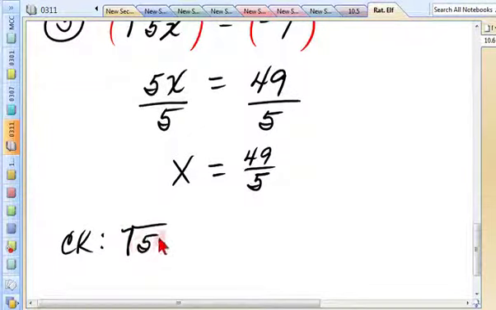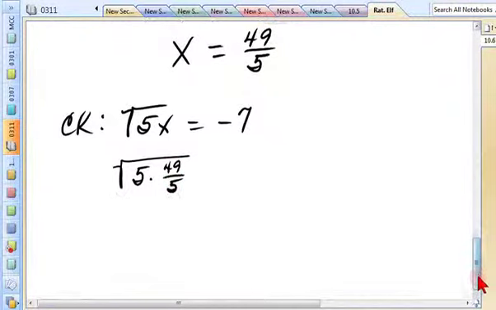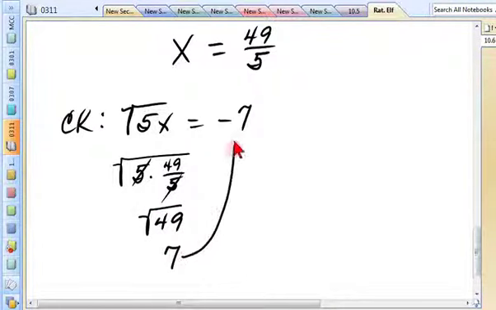Square root of 5x is supposed to equal negative 7. So that's the square root of 5 times 49 over 5. Well, normally multiplying that, I might start saying, oh gosh, what am I supposed to do? No. 5's divide out. I get the square root of 49. The square root of 49 is 7. Are they the same? No.